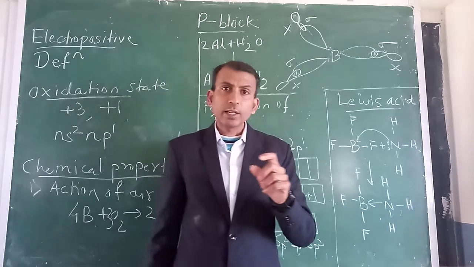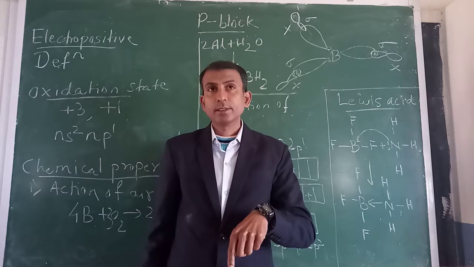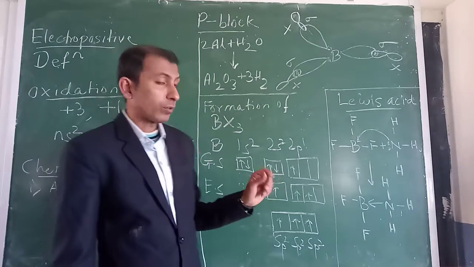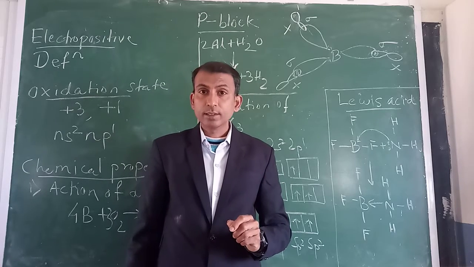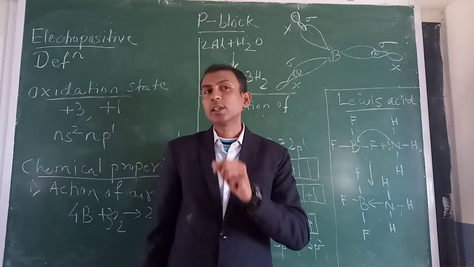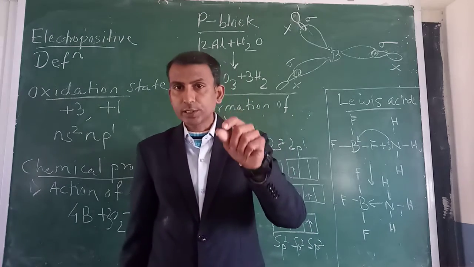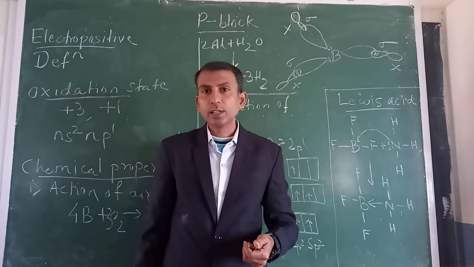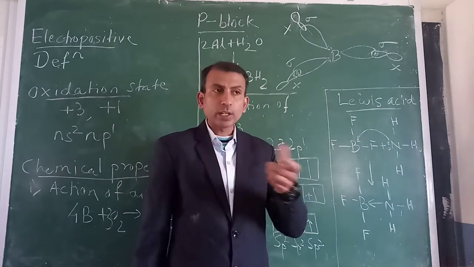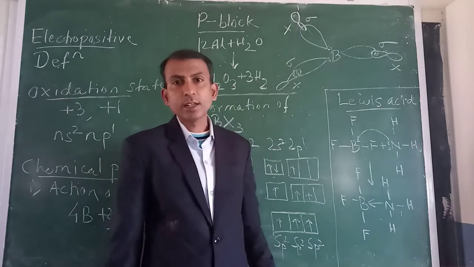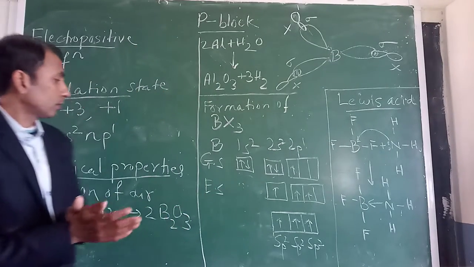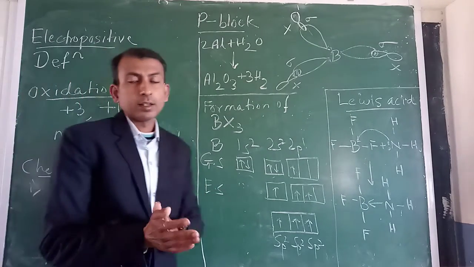Since in BF3 molecule boron is accepting a lone pair, एक lone pair को accept कर रहा है ना, since it is accepting lone pair of electrons, so according to Lewis theory, BF3 will act as a Lewis acid, because according to Lewis theory, the molecule which is accepting lone pair is a Lewis acid. So here in BF3 molecule boron is accepting lone pair, that's why it is acting as a Lewis acid. So this was the overall answer for today's lecture.